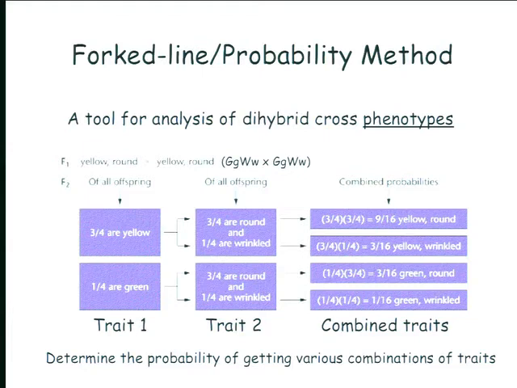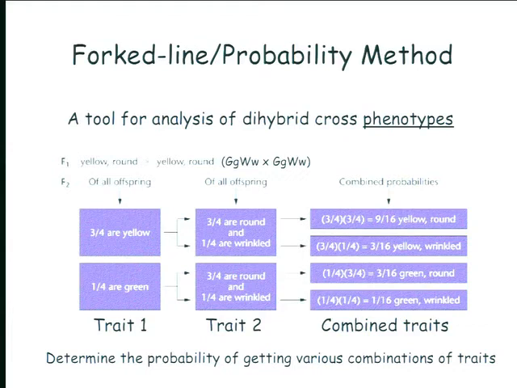What proportion are going to be yellow and wrinkled? Well, we know that 3/4 are going to be yellow, but only 1/4 of those are also going to be wrinkled. So 3/4 times 1/4, 3/16 are going to be yellow and wrinkled.